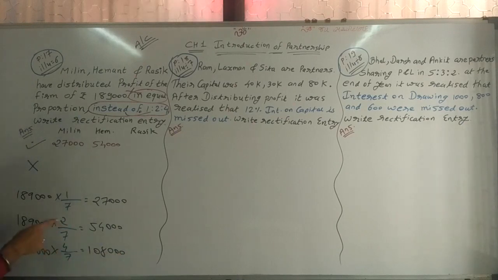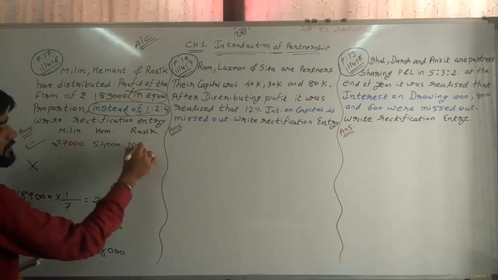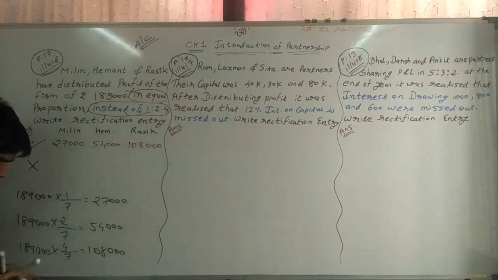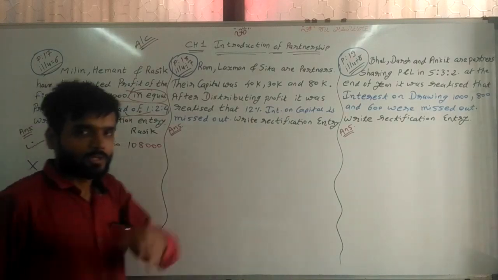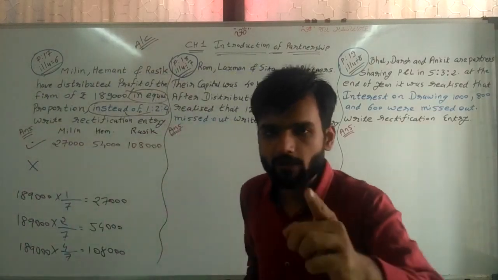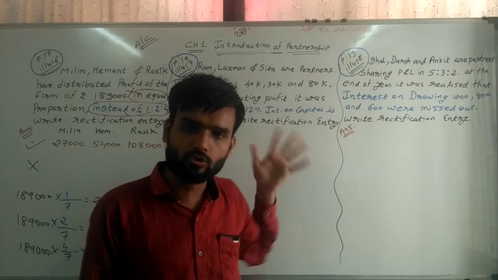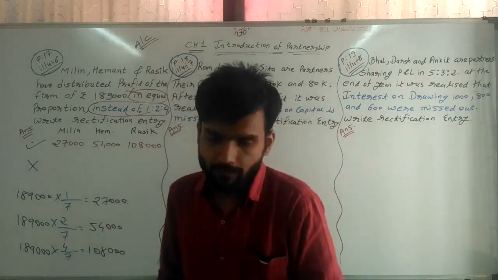And if you think double of 2 means 4, so double of 54 is 108. In this way also you can find the answer. So correct calculation here, 108,000 for Rasik. So again I am repeating, whenever a rectification type sum is given to you, this is also a 3 marker question.